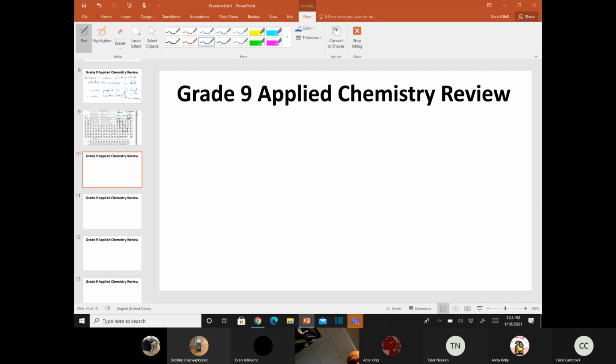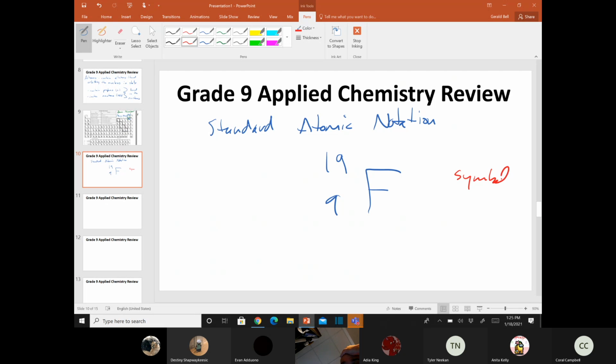Standard atomic notation. This was our first attempt at organizing that information on the periodic table. So if we do fluorine, we had a mass number of 18.999 that we round. We put a 19 there. It had an atomic number of 9. We put that on the bottom, and we put the F there. So the F, that's just our symbol. I'll label it, though. Symbol.